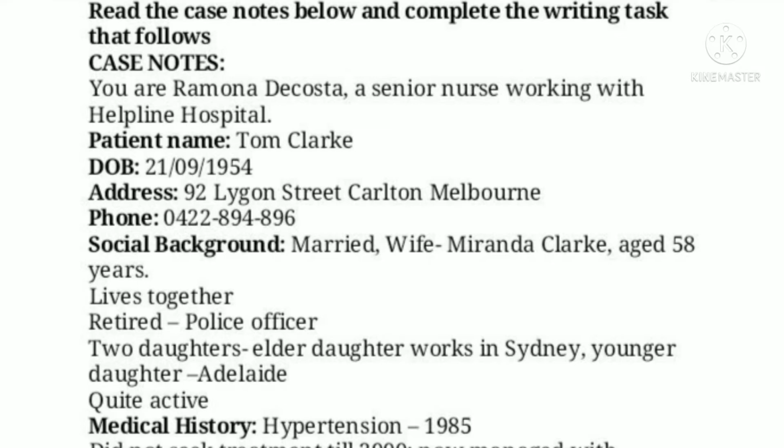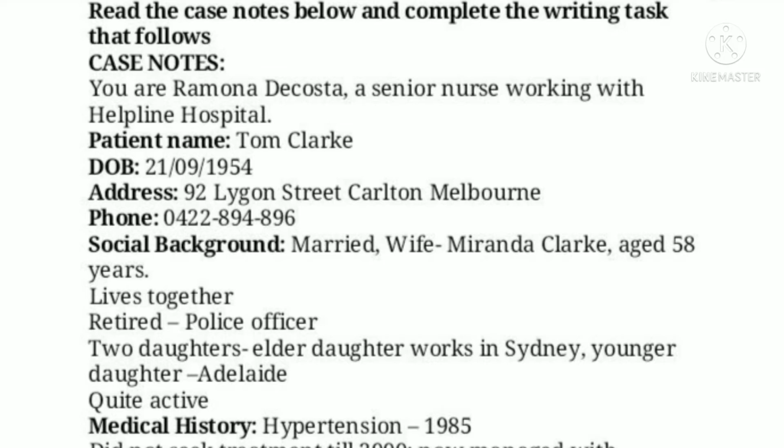So let's read together. You are Ramona Di Costa, a senior nurse working with Helpline Hospital. Patient name Tom Clarke, date of birth is given, address is given, and telephone number. Social background: married, wife Miranda Clarke, aged 58 years. Lives together, retired police officer, two daughters. Elder daughter works in Sydney, younger daughter in Adelaide, quite active.